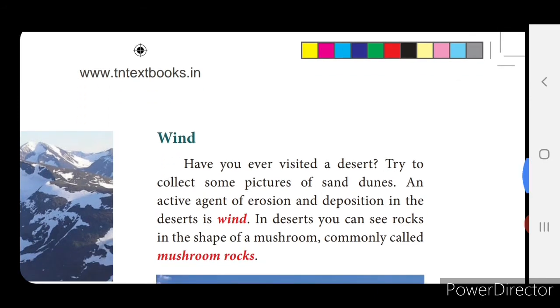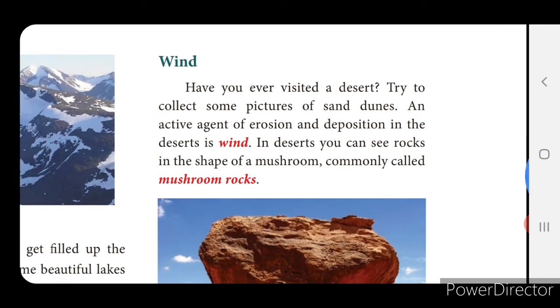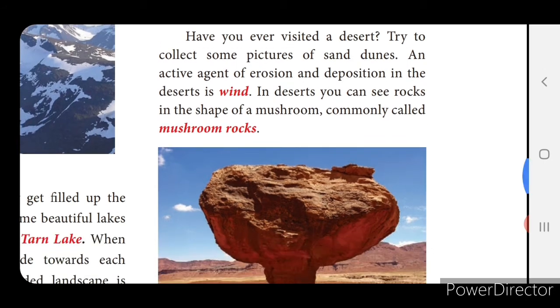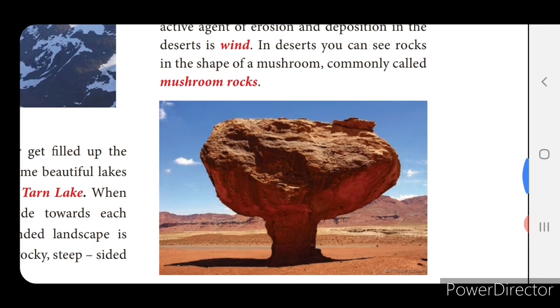Now we are going to see the landforms formed by wind. Even wind erodes the landforms, and because of the erosion it forms some landforms. You can observe this picture, a mushroom rock, which we can see in deserts. In desert regions, wind blows from one direction to another. When the wind blows in a particular direction, the soft rock at the base gets eroded, and the hard rock remains as it is.